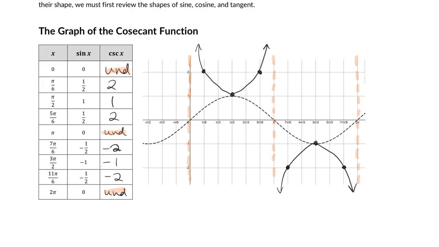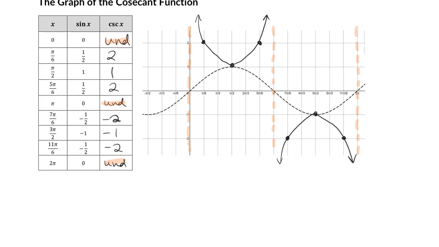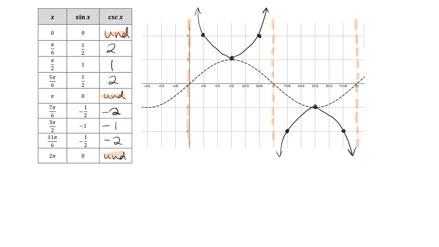Now, obviously, this would continue on and on. So if we were going on this side as well, we'd have another bowl coming up like this. And if the graph kept going, we'd have another bowl that goes like this. This is the cosecant function. Let's talk about the domain, range, zeros, and properties of the cosecant function.